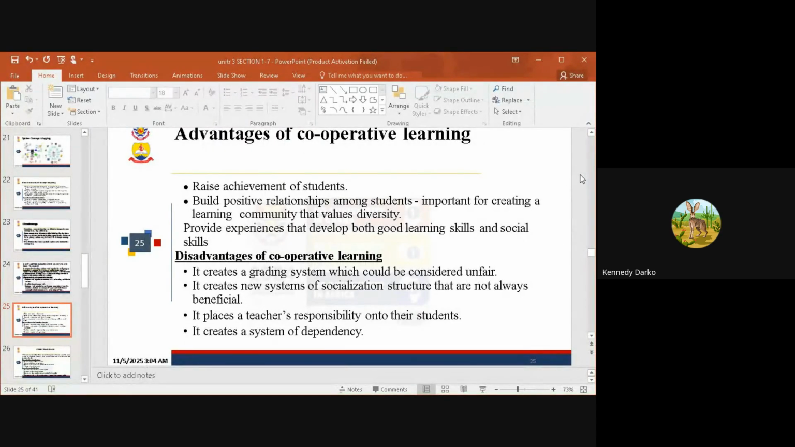Disadvantage of cooperative learning: it creates a grading system which could be considered unfair. Yes, because now that I've given you a group work that you have to do, some people will try not to add at all. They will not add their voice. They will not say anything at all. Now, when the work is brought and I grade, or the one person comes to do the presentation, and the person has done well, everybody in the group gets the same marks. It's unfair.